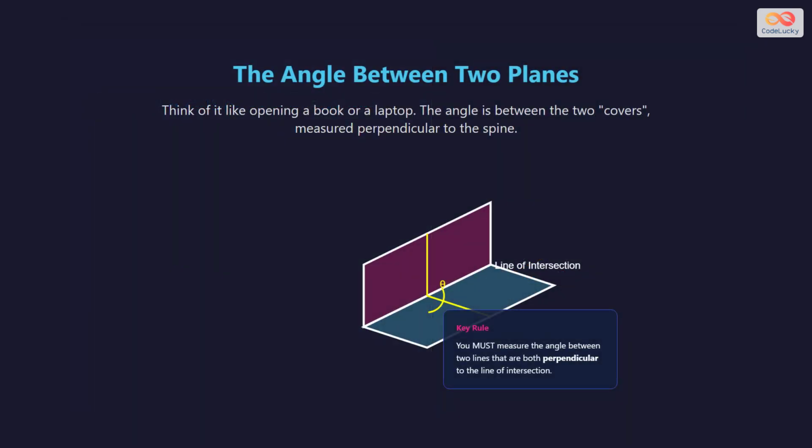What about the angle between 2 flat surfaces, like an open book? This is called the dihedral angle. To measure it, you must identify the line where the planes meet. Then, imagine drawing 2 lines perpendicular to that meeting line, one on each face. The angle between those 2 lines is your answer.